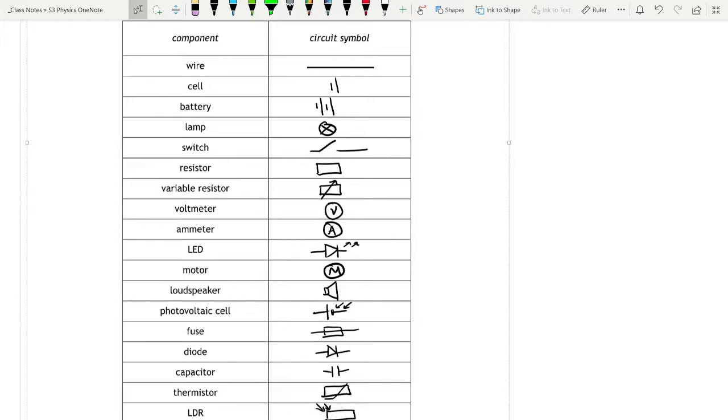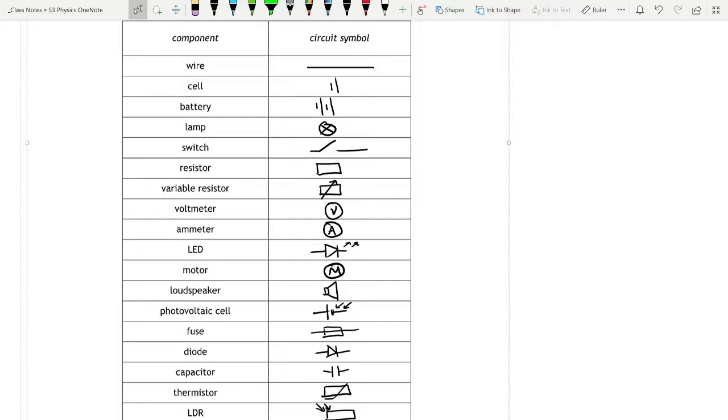But wire is just a straight line. Cell is a short line and a long line next to it. It could be the opposite way around, the long line and the short line. That doesn't matter. Battery is two cells together, and they have to be the same way around. So short, long, short, long, or long, short, long, short. Lamp, circle with a cross in it. Switch is kind of like an open door if you were looking downwards onto it.